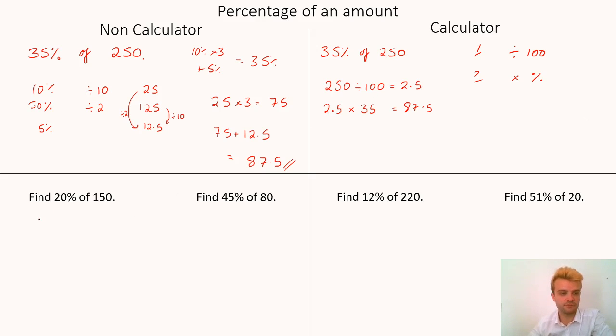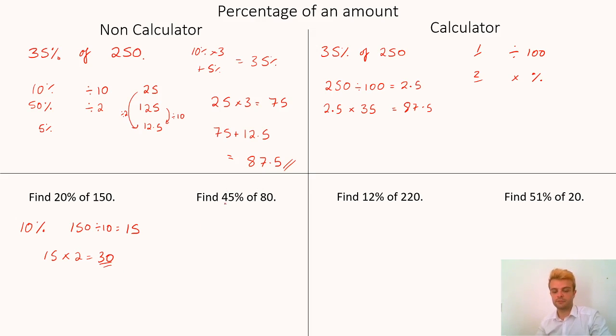So 20% of 150, non-calculator. Well, the good starting point is always to find 10%, which we know we get by doing our original number divided by 10, which is 15. And straight away, we can see that we can get to 20% by just doubling 10%. So I'm going to take my 15, which is what 10% is, and times it by 2. We're looking for 20%. We know what 10% is. 20% is twice as much, so I find twice as much, and it's 30. So 20% of 150 is 30.